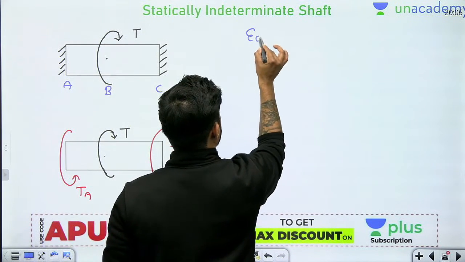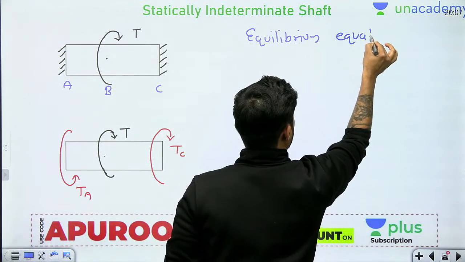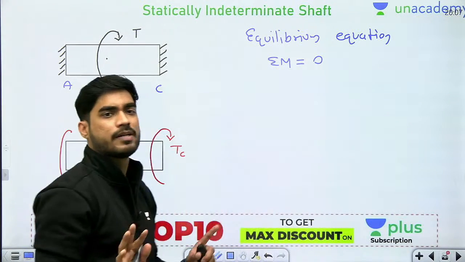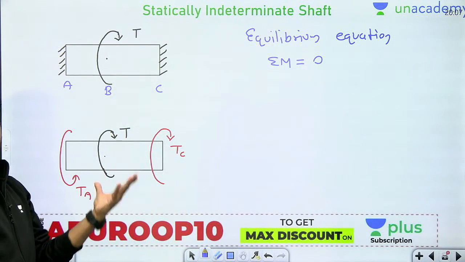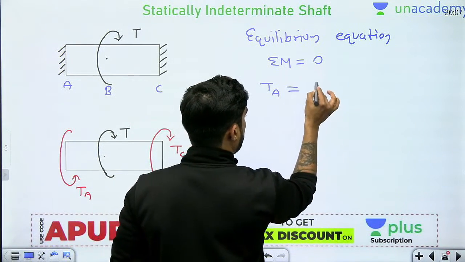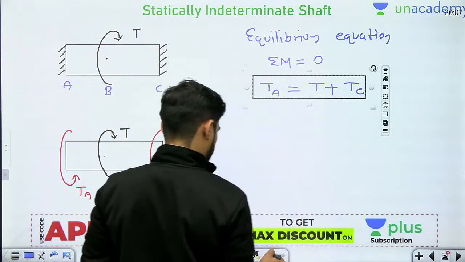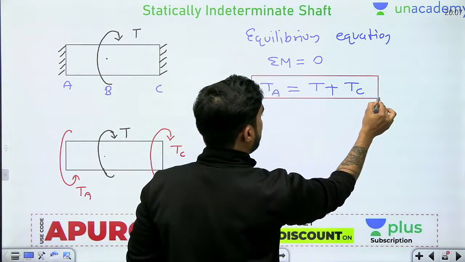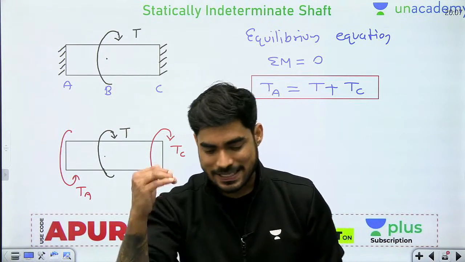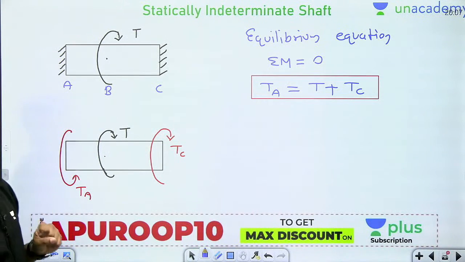What is the equilibrium equation here? The equilibrium equation here is summation of M equals to 0. Net moment will be 0. These are moments na, twisting moments. So net moment must be 0. So वहां से you will get TA equal to T plus TC. So this is the equilibrium equation. So beta, we have 2 unknowns and 1 equilibrium equation. So these type of problems are known as statically indeterminate problems. This is a statically indeterminate shaft.